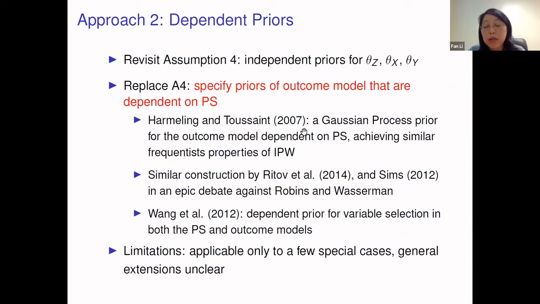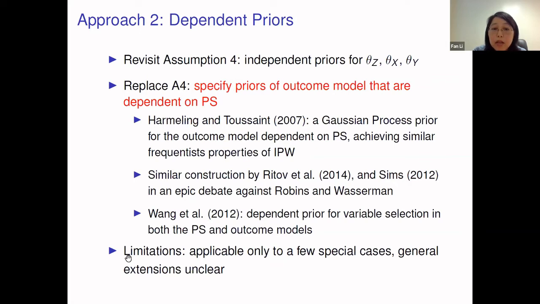Okay, so there are some papers. Hahn and colleagues in 2007 have a very nice paper. It's little known, but it has a Gaussian process prior for the outcome model that depends on the propensity score, which achieves a similar frequentist property as IPW. Also Chris Sims, the Nobel laureate, who also gave a talk in this series, actually had an epic debate against Robins and Wasserman on this topic. He also constructs some priors that depend on the PS, and achieves the frequentist property. Another work was done by Wang et al. in 2012.